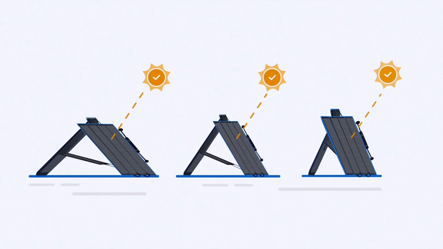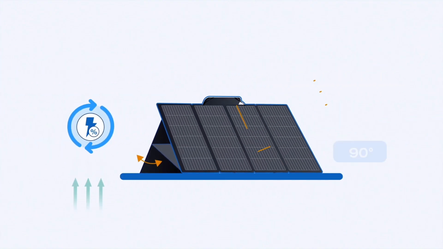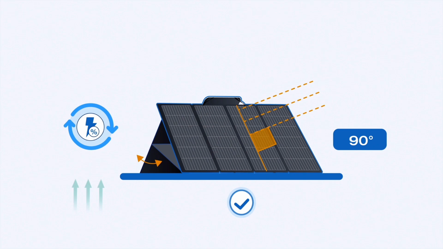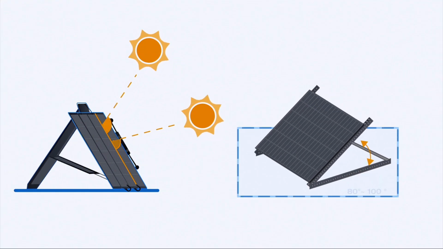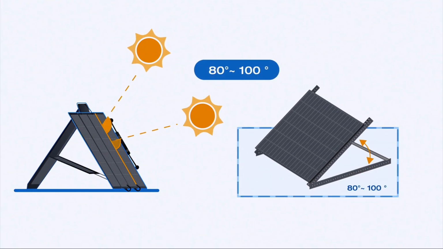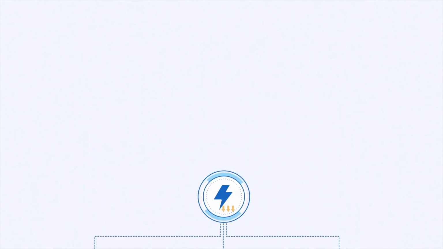Thirdly, the angle of the sun's rays also affects power. In good light conditions, the tilt angle of the solar panel only needs to be perpendicular to the angle of light, resulting in better conversion performance. Under normal circumstances, if the light angle and the solar panel are maintained within the 80 to 100 degrees range, it will not affect the solar panel power too much. Fourthly, when the solar panel is in use, as much as possible, the surface should not be shielded. Projection, foreign bodies, and glass shielding will cause its power to decrease significantly.